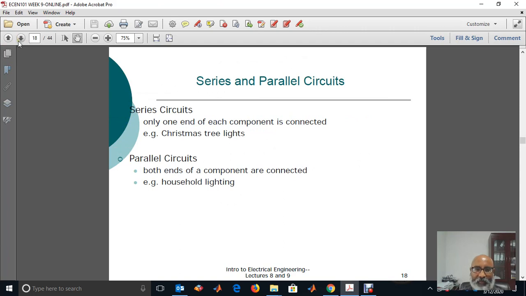Some practical examples of series and parallel circuits. For example, if we have Christmas tree lights, each light is connected in series to each other. So we have a series circuit. Parallel circuit, if we have, for example, the lights in our houses, they are connected in parallel. If one of the lamps goes off, then the other lamps will work.